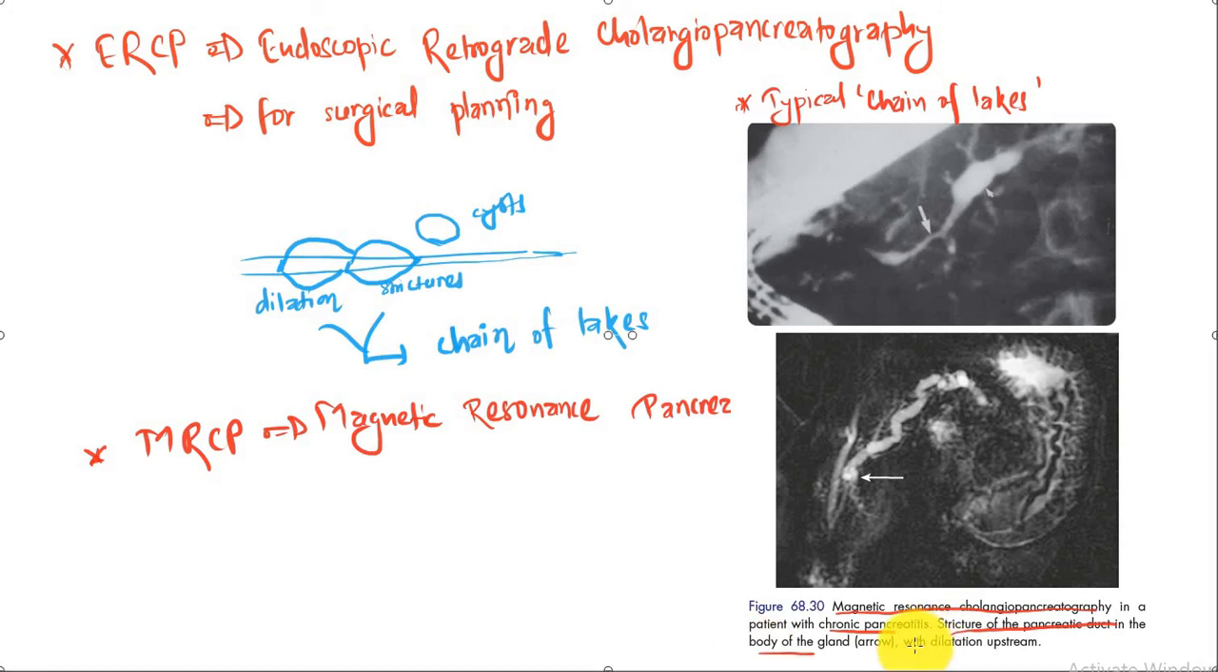The upper figure we have is ERCP, which shows chain of lakes, and the lower figure is a magnetic resonance cholangiopancreatography in a patient with chronic pancreatitis. You can see here there is a stricture of the pancreatic duct pointed by the arrow, and distal to it there is dilation. This is a stricture and this is the dilation.